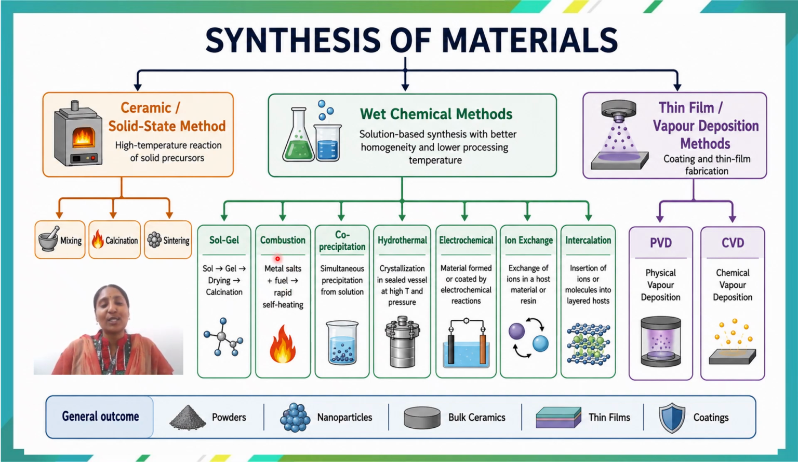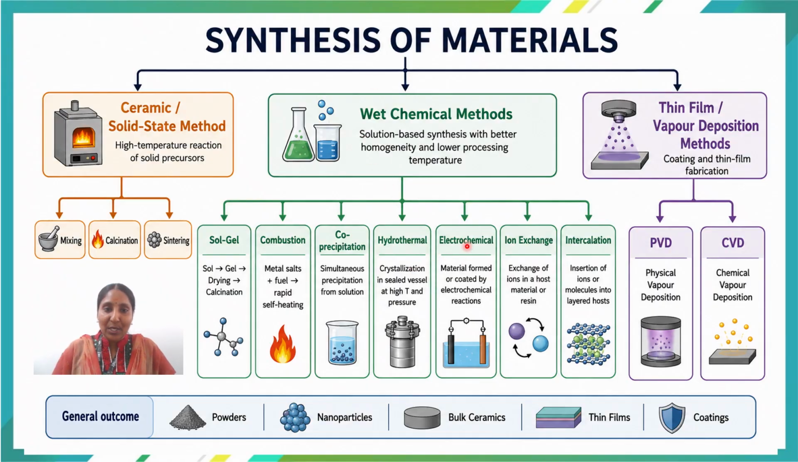Here we use a metal salt, with urea or glycine as a fuel, to produce oxide powders, that is powder particles, by rapid synthesis. Next one is the co-precipitation method. Here different metal ions are simultaneously precipitated from solution, and from the precipitation we get nanomaterials. The fourth method is hydrothermal synthesis. The crystallization occurs inside a sealed autoclave at a very high temperature and pressure.